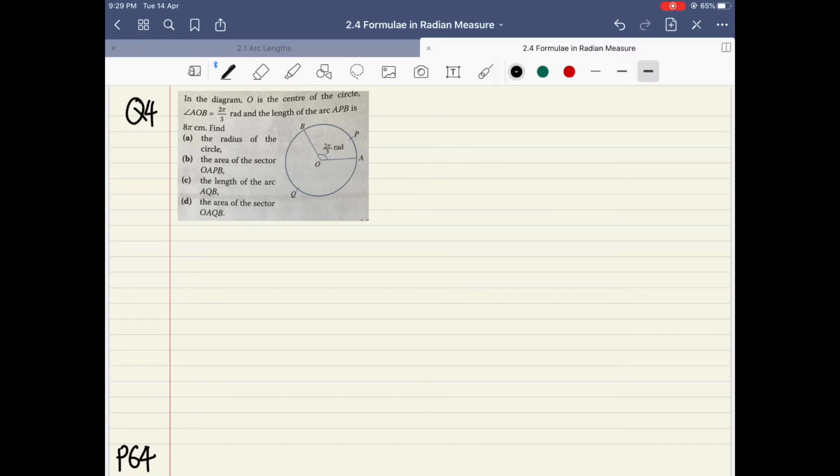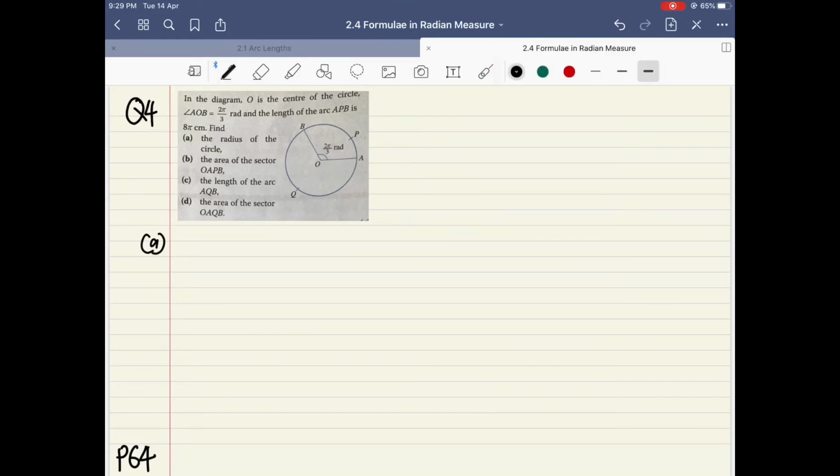Okay, now I'm going to move on to exercise 2.4. I will give you a few more examples before I set your homework. So this is question 4, found on page 64. First, they tell me that angle AOB is 2/3 pi radians and the length of the arc APB is 8 pi cm. So down here is 8 pi cm. Find the radius. I think this is quite a simple one.